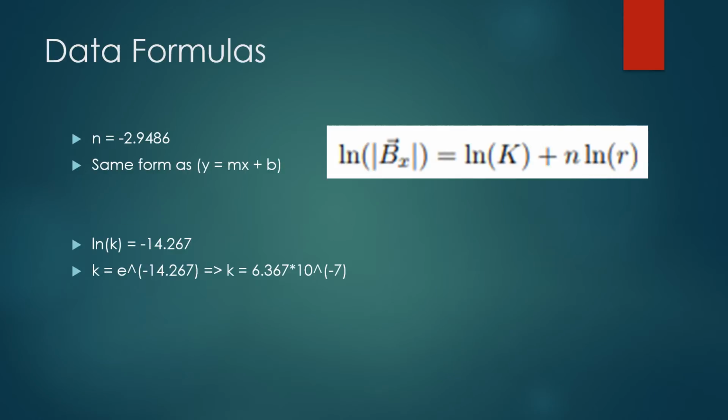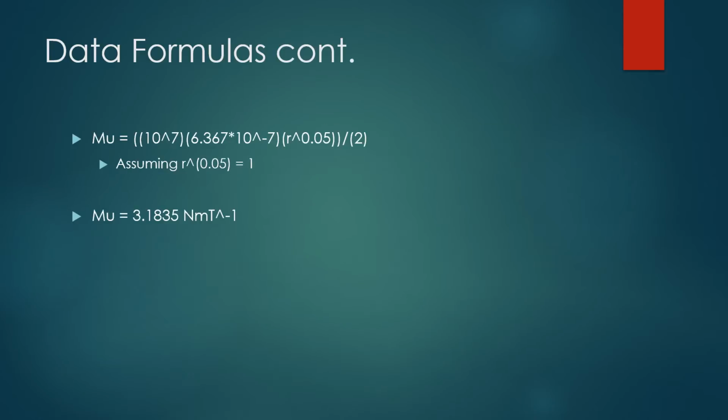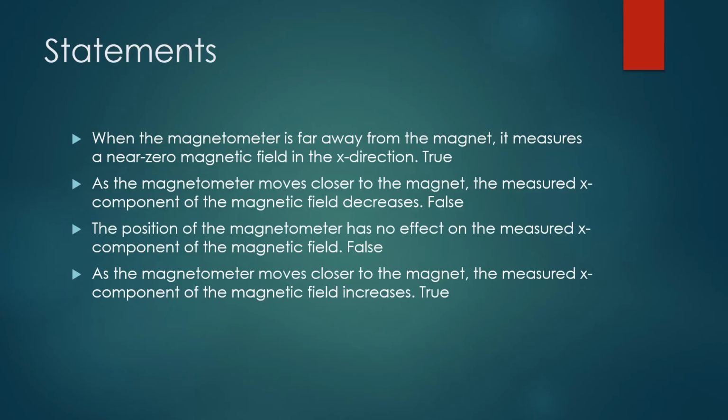The data from my graph was used for these equations. n equals the slope of the graph, and ln k is the y-intercept. By using these values and the equation solved for, mu would equal 3.1835 newton meters per tesla.